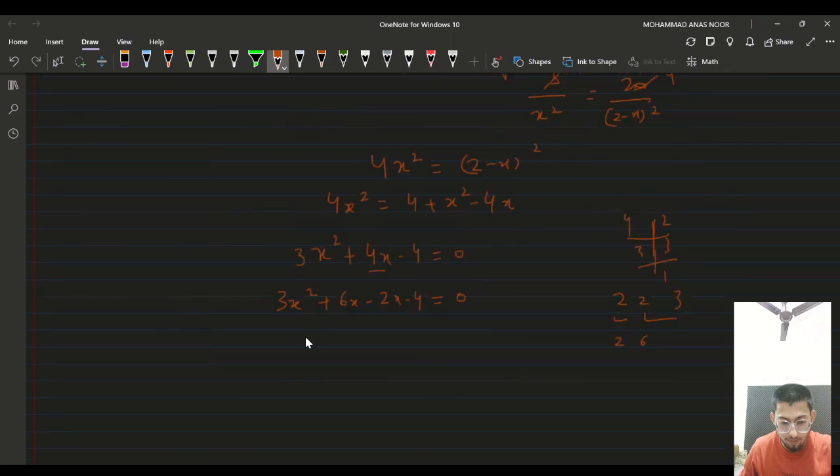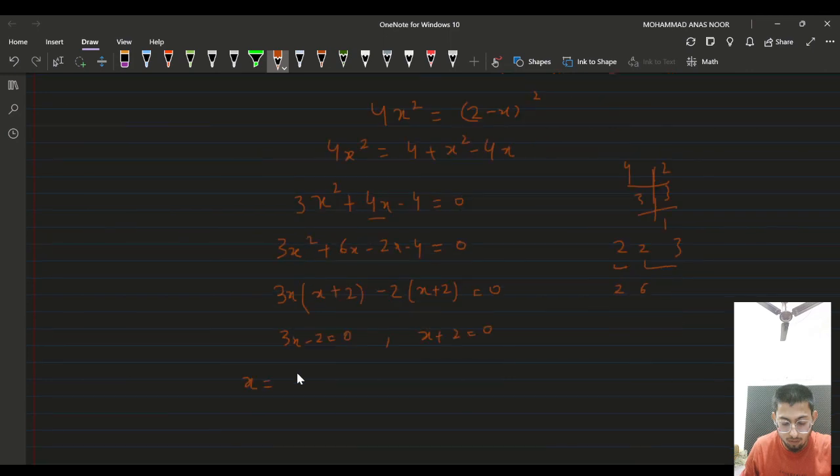3x can be taken out common, which leaves inside x plus 2, and here readily x plus 2 inside to get then minus 2 outside. So you get 3x minus 2 times x plus 2 equals 0. Either 3x minus 2 equals 0, or x plus 2 equals 0. Now solve for this: you get x equals 2 by 3. And for the other you get x equals negative 2.